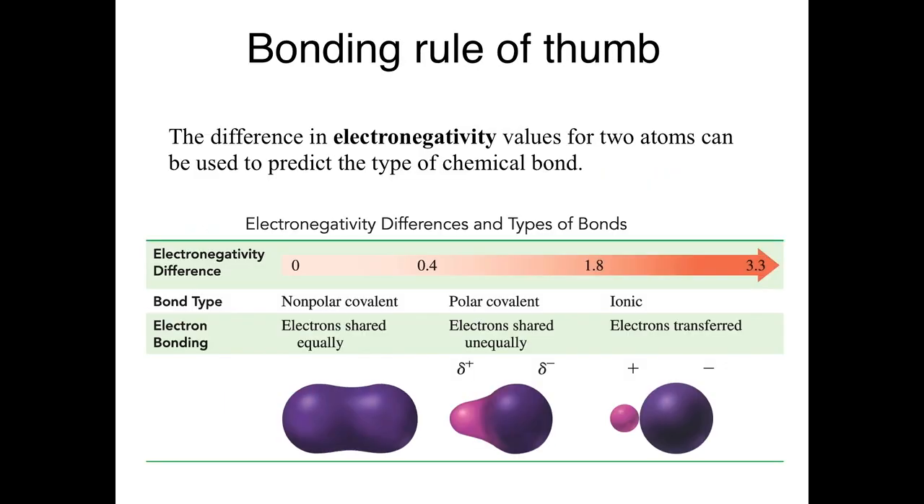Let's summarize it. If your difference is between 0 and 0.4, you are considered nonpolar. And if your difference is between 0.4 and 1.8, you are polar. And if your difference is greater than 1.8, you are ionic. Now actually, I don't like to use this chart very much because I like for students to have a more fluid understanding. So I want you to be able to predict whether something is polar, nonpolar, or ionic just based on the periodic table itself.